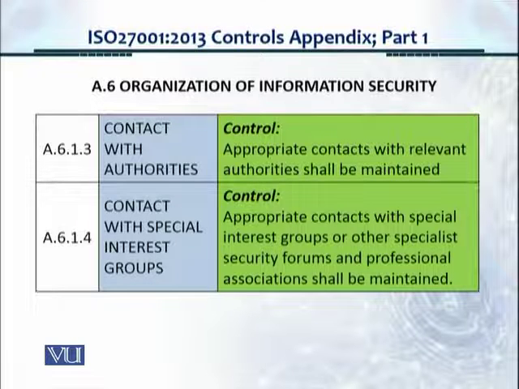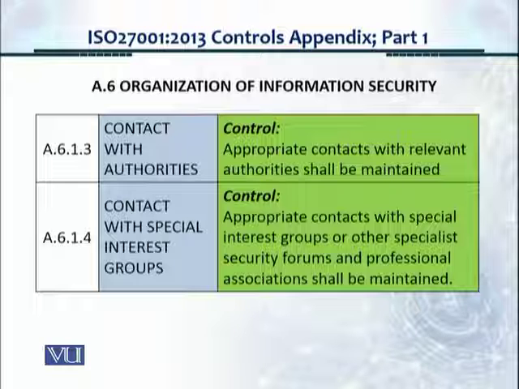So let's take a look at 6.1.3, contact with authorities. What are we trying to establish here? So contact with authorities, we're really saying, and let's look in green, appropriate contacts with relevant authorities shall be maintained. And authorities could talk about law enforcement authority, the police authority, for example, and other authorities which are relevant to the organization. And then A.6.1.4 talks about contact with special interest groups.